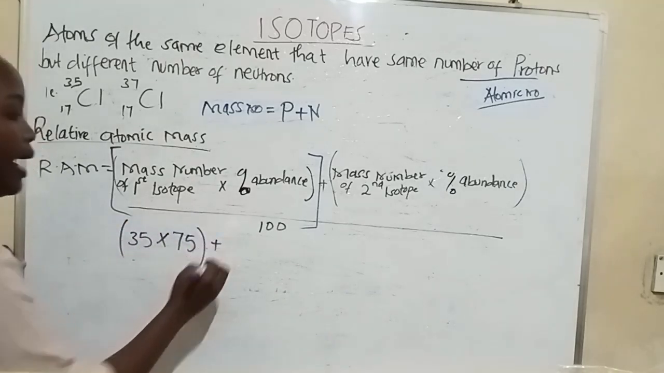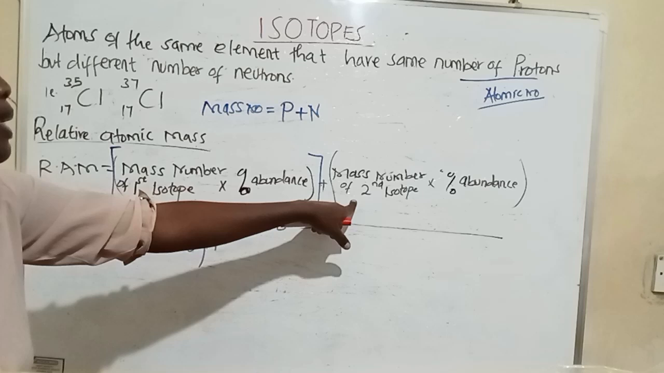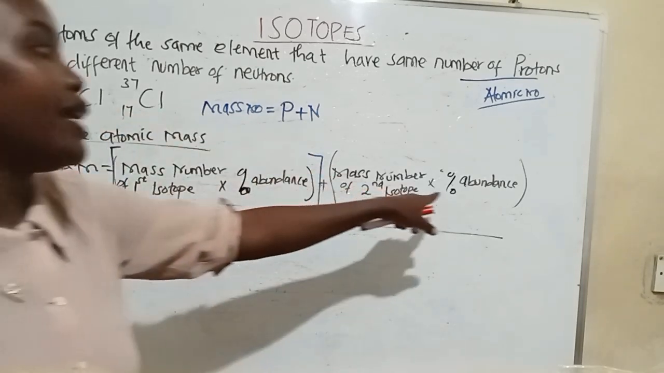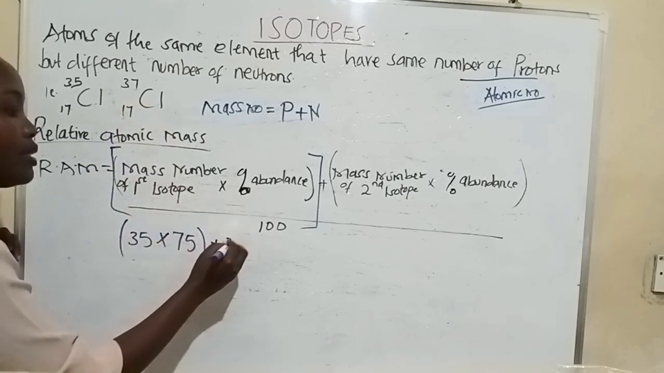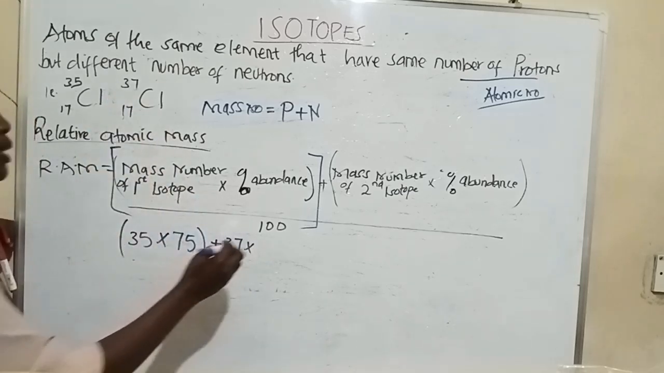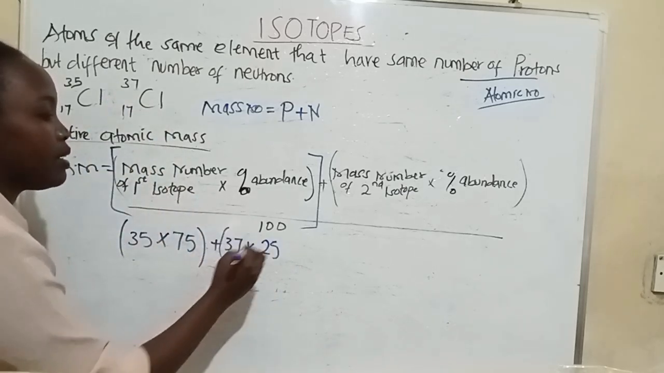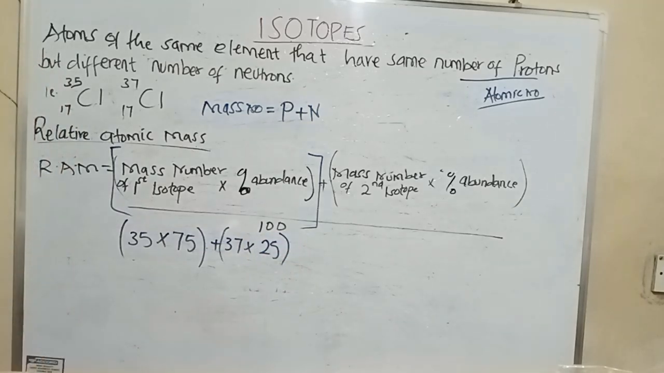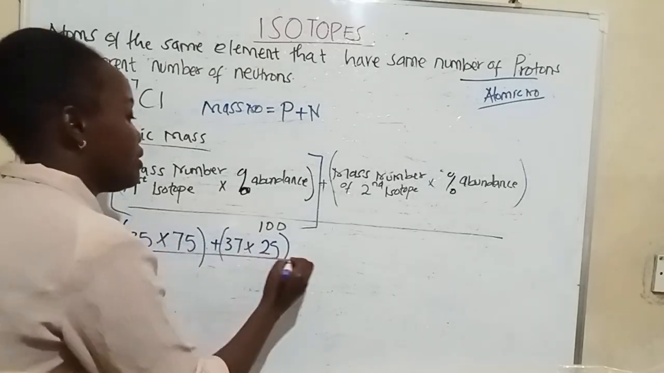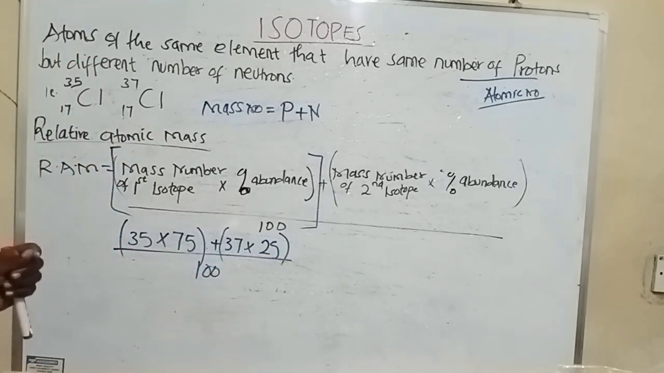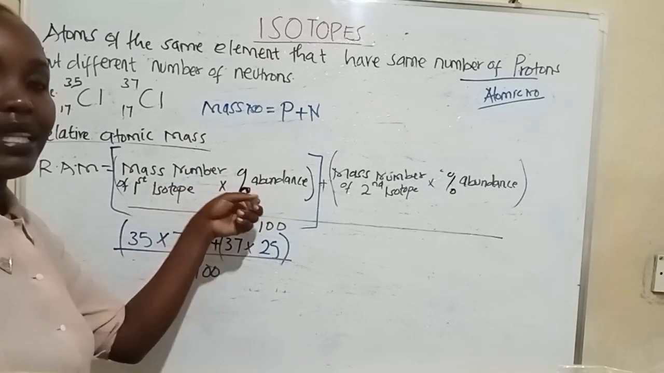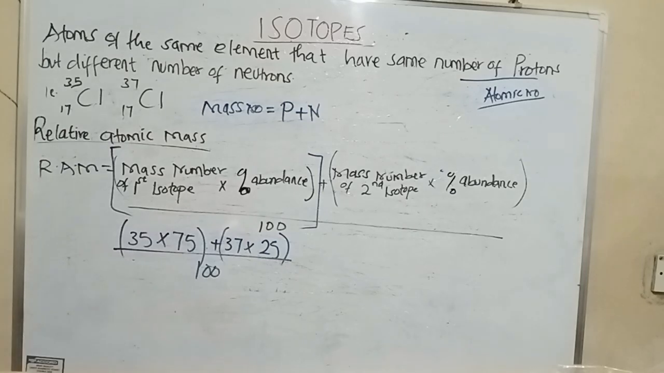Then you add the mass number of the second isotope multiplied by its abundance. The mass number of the second isotope is 37 and its abundance is 25. Again, the relative abundance is normally given when you're working this out. Then you divide by 100, because the abundances are normally given in percentage. So this is how you work it out.